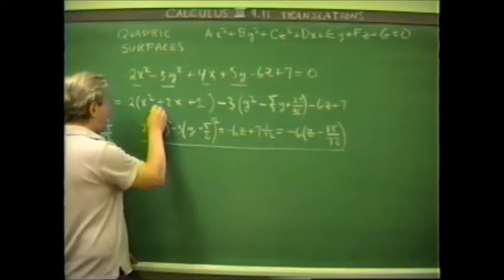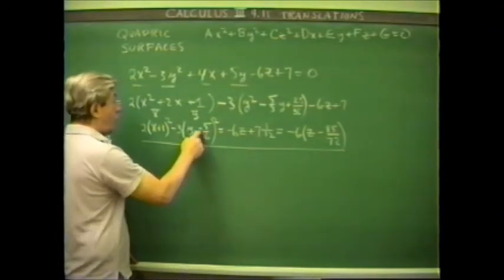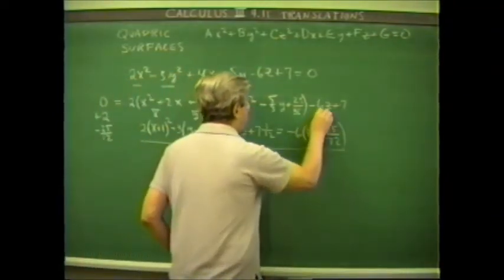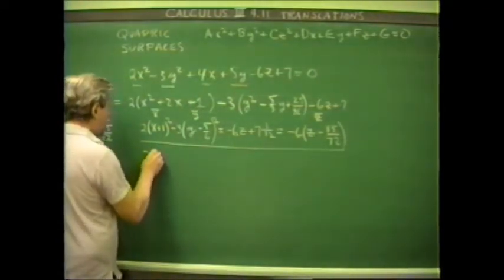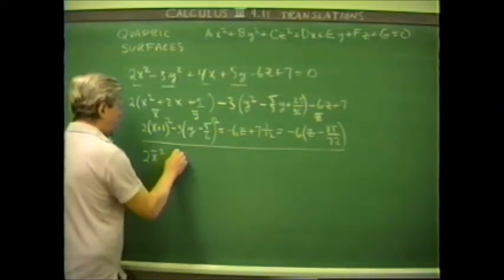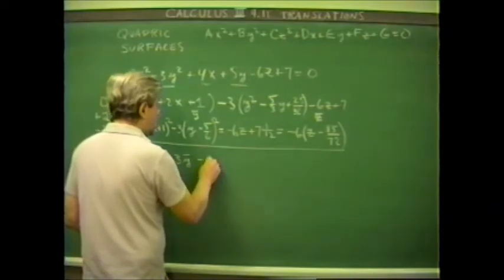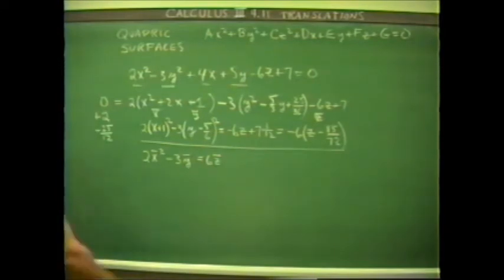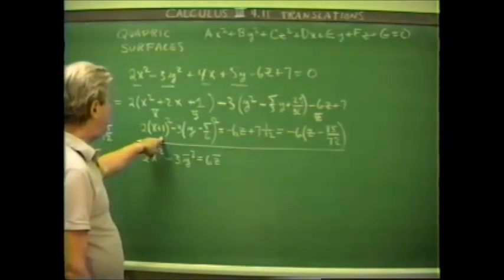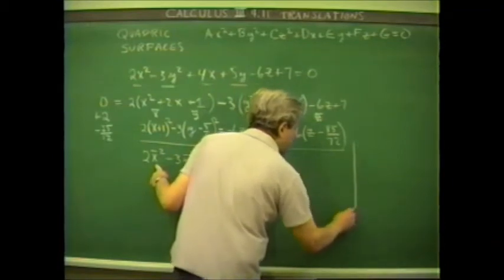And if we let x bar be x plus 1, y bar be equal to y minus 5/6, and z bar be equal to z minus 85/72, then this equation becomes 2x bar squared minus 3y bar squared minus 6z bar is equal to 6z bar. If we wish to graph this, we want to find out where the center of the x bar, y bar, and z bar coordinate systems are. And let's take a look at that.